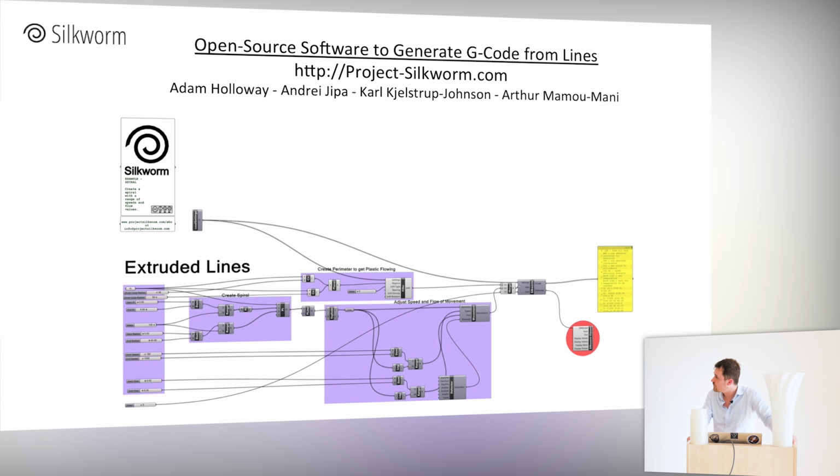Now, I have a good friend of mine and colleague from the Architectural Association called Adam Holloway, who came with a massive Grasshopper definition and said, "Arthur, I think we can generate G-code directly from Grasshopper." And I thought that was brilliant, because that could mean that instead of designing the shape, you design the toolpath. And so we decided to write a plugin together. I knew how to write plugins. He knew the whole thing about G-code, and then we collaborated and made an open source project called Project Silkworm.